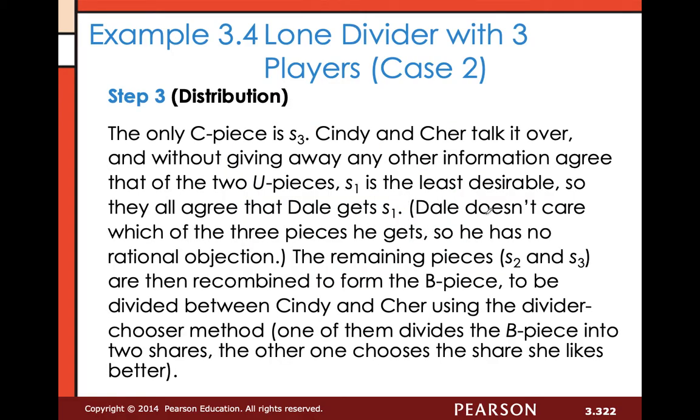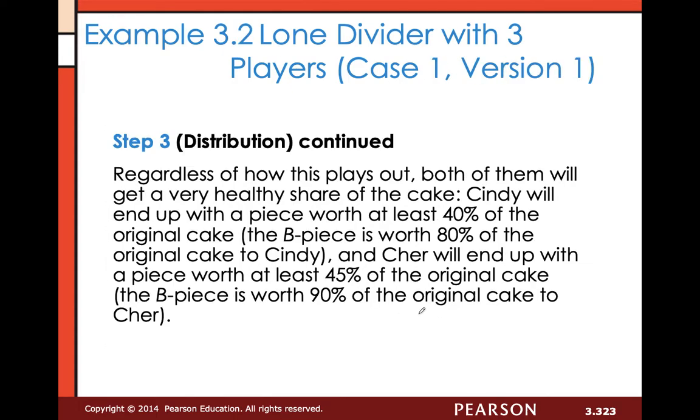So, the remaining pieces, which are S2 and S3, are going to be combined to form a B piece, which is going to then be divided by Cindy and Cher using the divider-chooser method. One of them is going to divide the B piece into 2 shares. The other is going to choose the share that she likes better. Regardless of how this plays out, both of them will get a very healthy share of the cake.